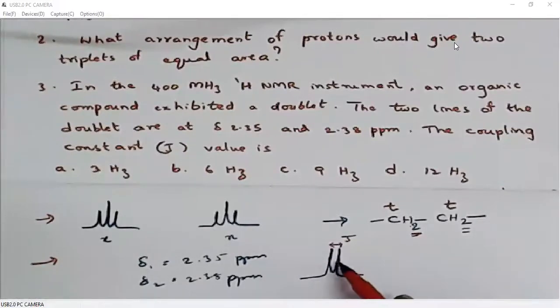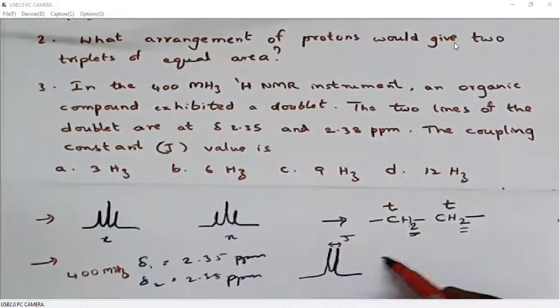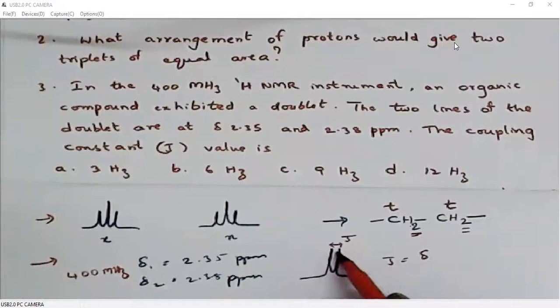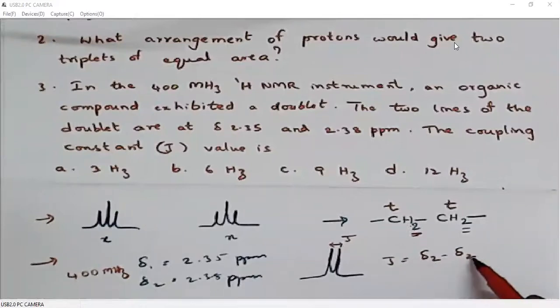Now, how do we calculate the frequency? We weren't given the frequency, we were given the delta value. As in the case of the previous problem, if you want to convert ppm into frequency, we need to multiply the chemical shift with the instrument frequency. Here the instrument is operated at 400 megahertz. So if you want to calculate the J value, we will take the chemical shift difference between these two peaks, the higher value minus the smaller value, multiplied by the instrument frequency.